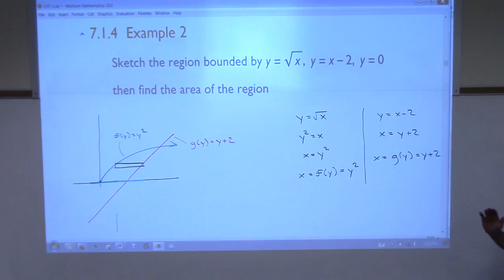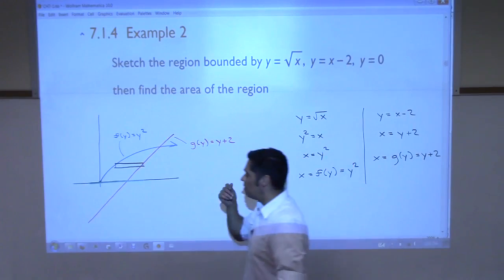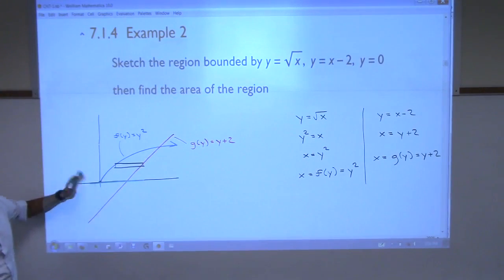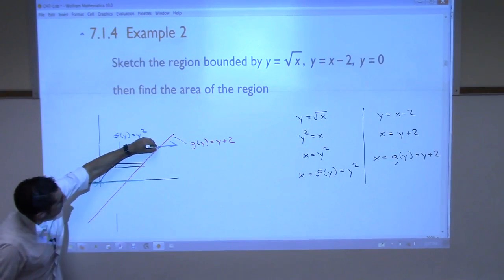Now we still have another issue to deal with. What's the other issue we have to deal with? The limits of integration. And remember, because we've switched it over to a horizontal rectangle, our limits of integration are going to be our limits on y instead of on x. So what's the lower limit for this region? 0. That's here.